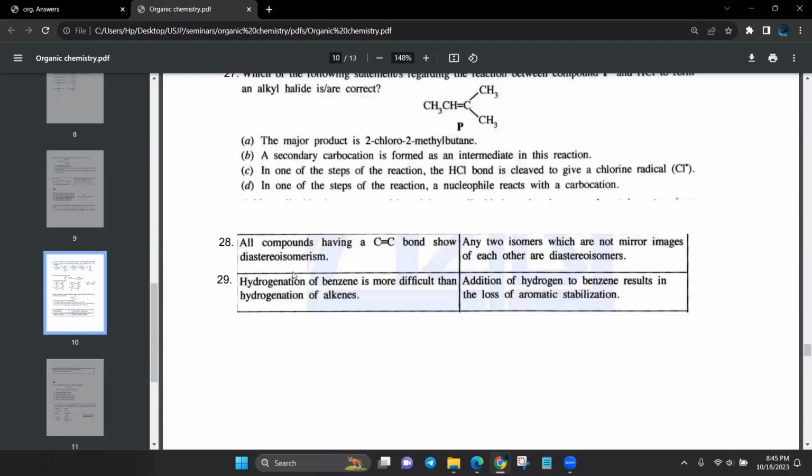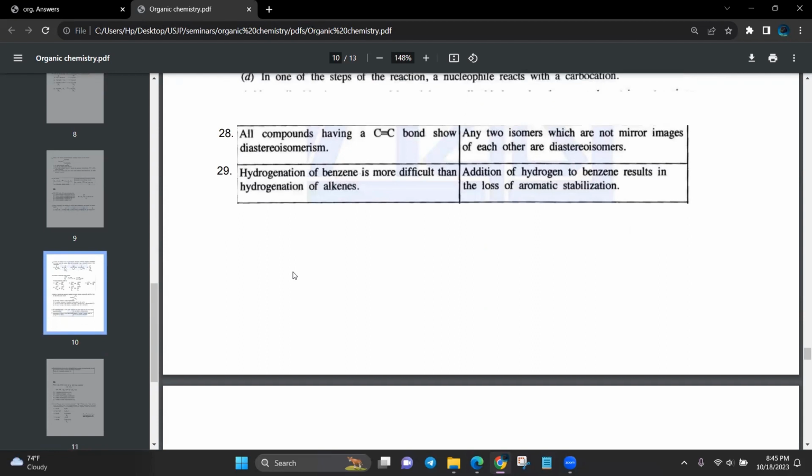Let's finish 2020. All compounds having a carbon-carbon double bond show diastereomerism. What is diastereomerism? Either it should be cis or trans, right? So it can't be cis or trans if, say, this carbon is having two hydrogens, then this hydrogen and this hydrogen are similar, no? So it is not showing diastereomerism. So that is a wrong statement.